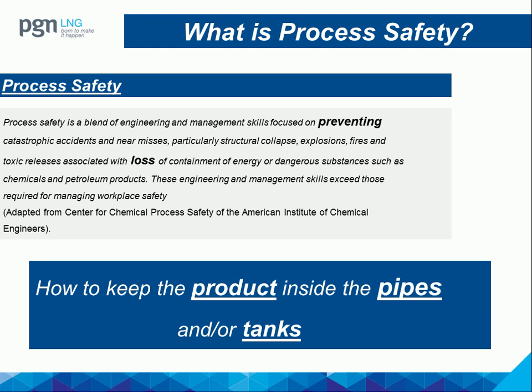Maybe we can start with what is process safety. So process safety basically is engineering and management skills focusing on how to prevent catastrophic accidents or near misses in this case that are associated with loss of containment of either energy or dangerous substances, in this case like chemicals and or petroleum products, and these engineering and management skills exceed those required for managing workplace safety.